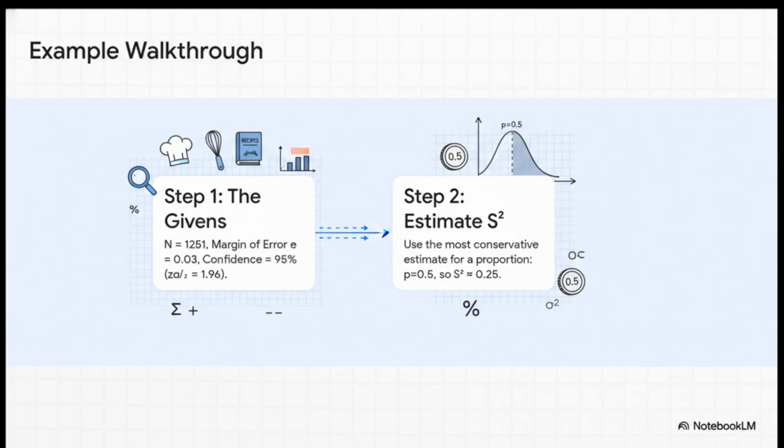Now, the tricky part: we need the variance, S squared, but we don't know it yet. So what do we do? We play it safe. For a proportion, the variance is at its absolute maximum when the true proportion is 50-50. It's the most uncertain situation. So we use P equals 0.5 as a conservative guess, which gives us an S squared of 0.25. This guarantees our sample will be big enough.